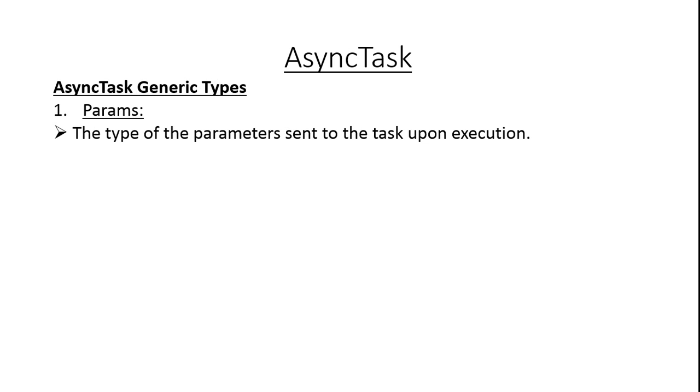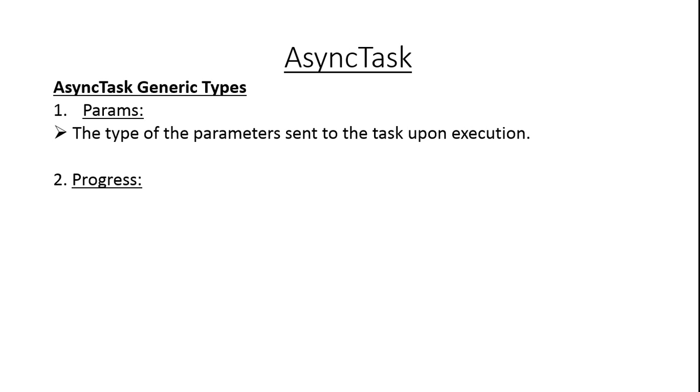And here are the generic types used by the AsyncTask. AsyncTask uses three generic types: params, progress, and result. First one is params. The type of the parameters sent to the task upon execution. For example, if you want to download some image from the internet, you have to pass the URL of the images in the form of param into the doInBackground method.